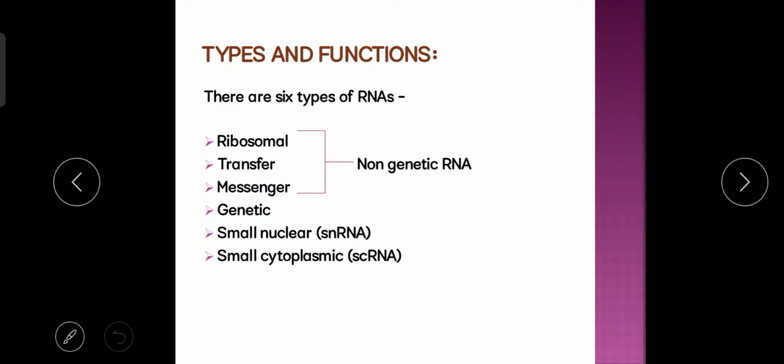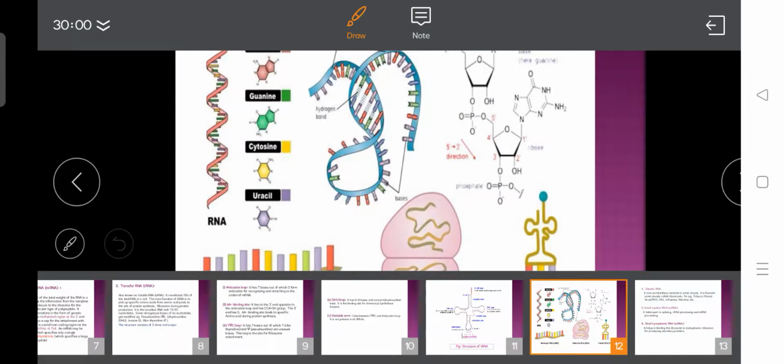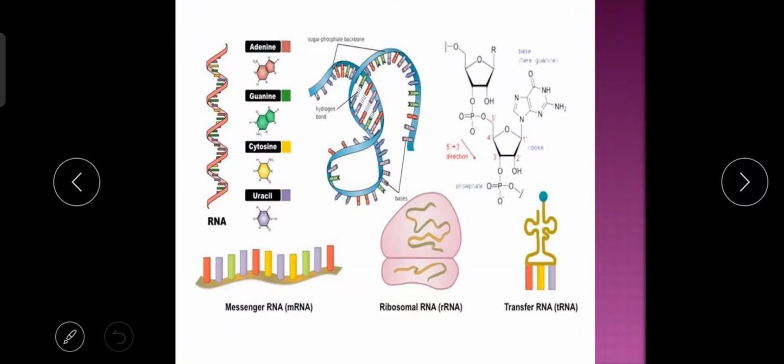Here we have got that there are 6 types of RNAs. So remember the function and structure of these three. These three are very important, remember. So this is all about the different types of RNAs and their functions. So this is all for today, guys, and hope you all are fine and take care.